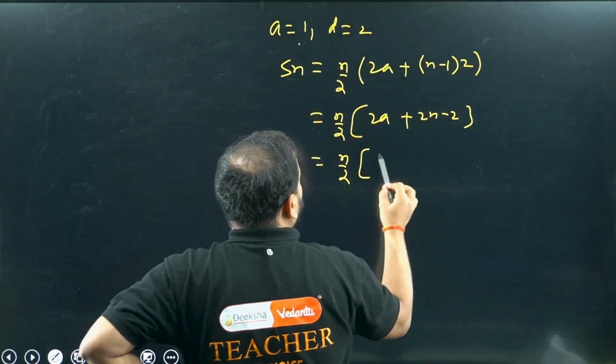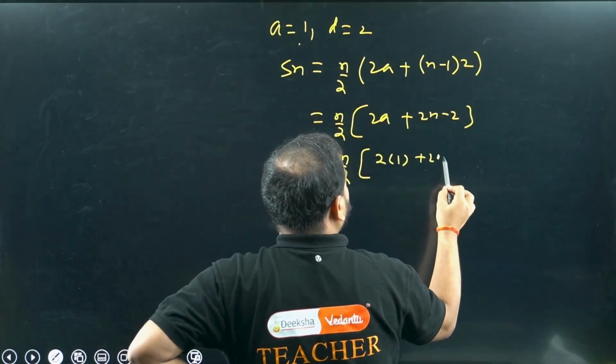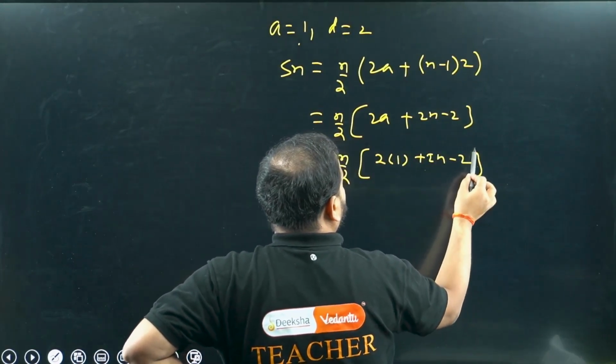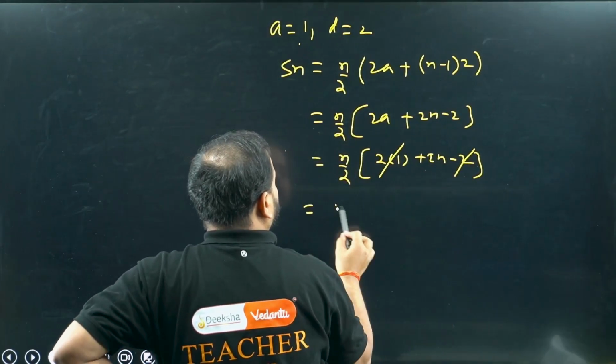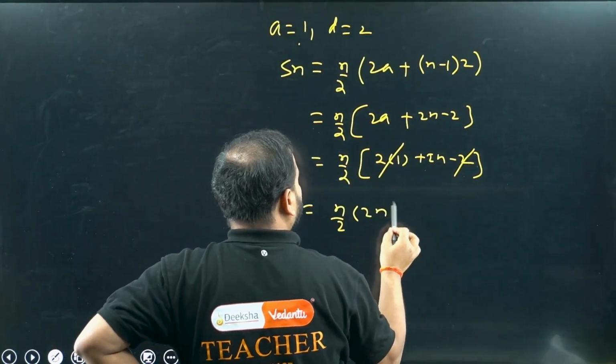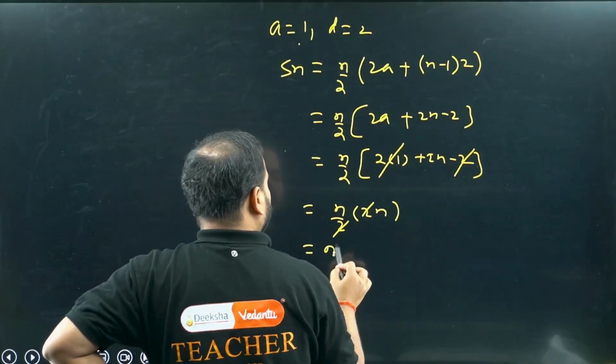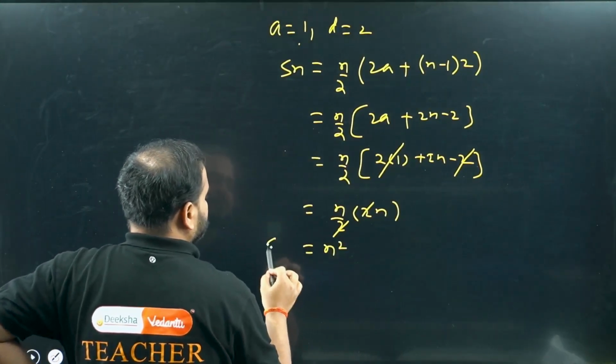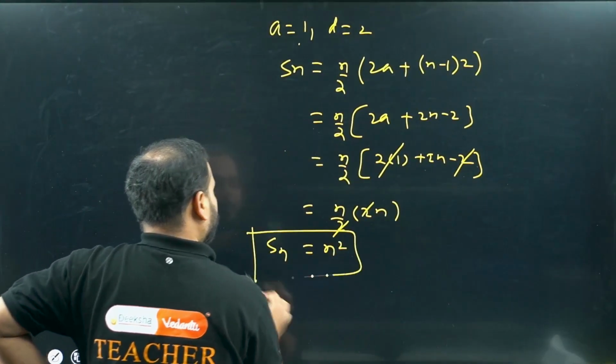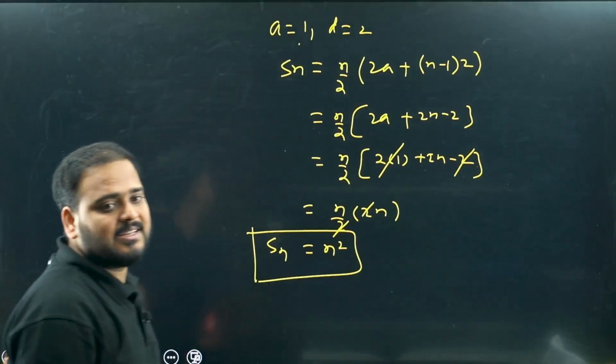So write here this value. 2 into 1 plus 2n minus 2. Cancel this 2 and 2. What do I get? I get n by 2 times of 2n. Cancel 2 and 2. What is the answer? N square. So sum of n terms is how much for the given sequence? N square. The answer is n square.